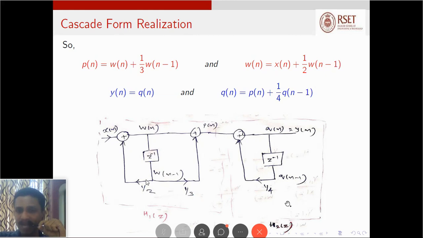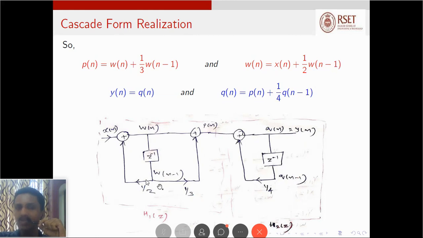Similarly, the second term h2 of Z: y of n is equal to q of n, and q of n is equal to p of n plus 1 by 4 q of n minus 1. So if you are introducing a delay element, you will get q of n minus 1, and multiplying this with 1 by 4, you will get 1 by 4 q of n minus 1. If you are adding this with p of n, you will get q of n. This is the realization of the second equation, so actually this one is for h2 of Z.